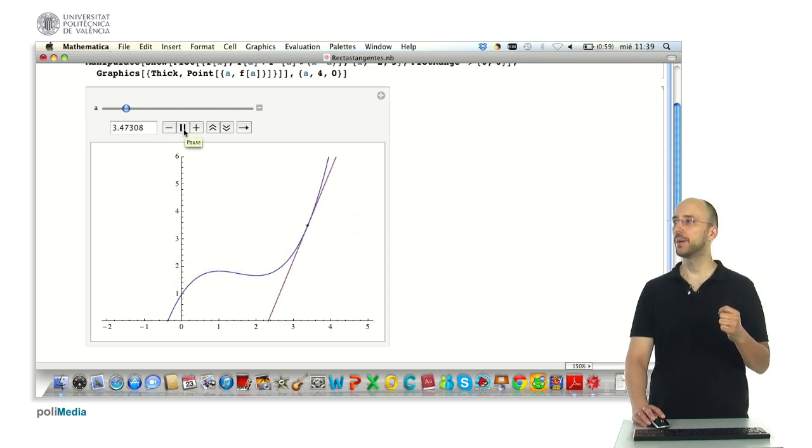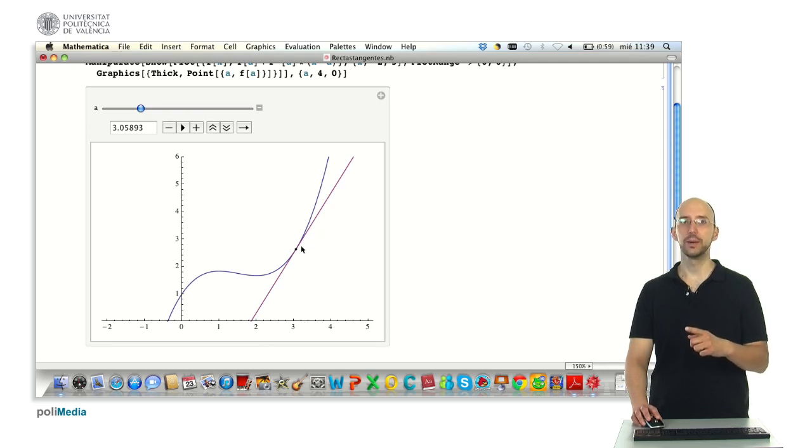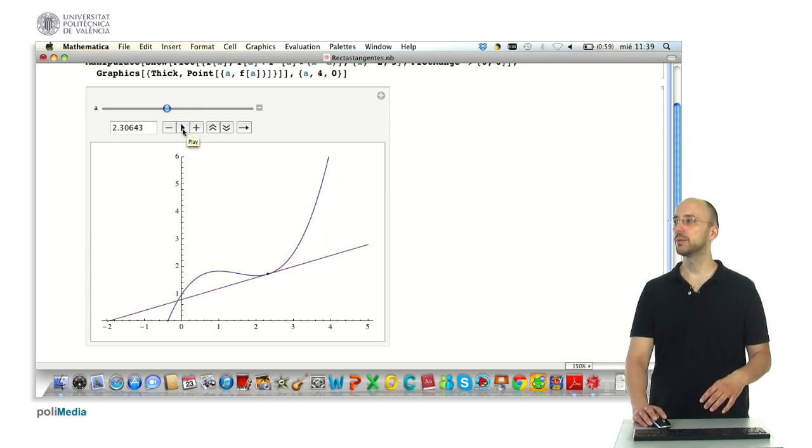about the function. Let's pause for a moment and consider this point approximately at 3. The tangent line is this. The slope, positive. How is the function at this moment? Increasing. Let's move forward a little bit more. Let's pause the animation here.